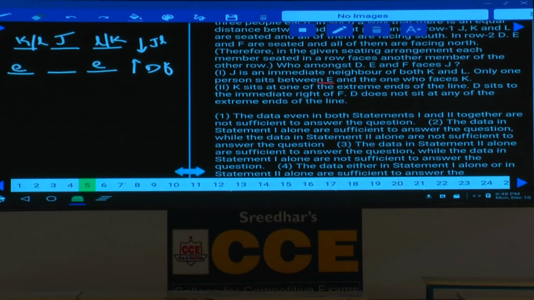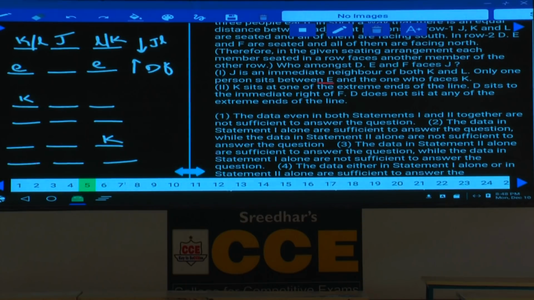Now tell me, with the help of condition number 1, are we getting any answer here? No. Hence 1 alone is not sufficient. Then coming to condition number 2. Now in condition number 2, K sits at one of the extremities of the line. As K is at one of the extremities of the line, 1, 2, 3, K can be here. Then what is the other possibility here? K can be at either of these places.